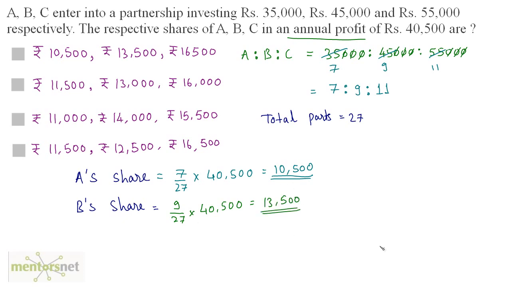And let us now calculate C's share. So C's share is equal to 11 out of 27 parts of 40,500. So 11 by 27 times 40,500 and that is equal to 16,500. So what is the correct answer now? Option A is the correct answer.